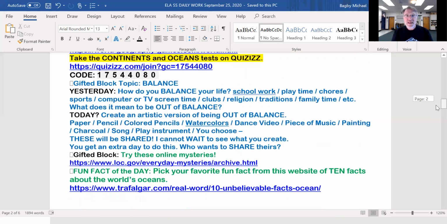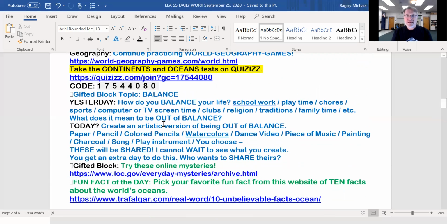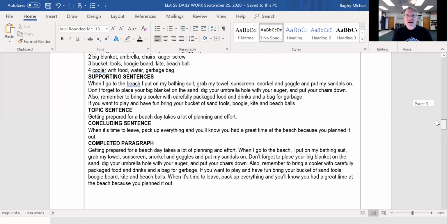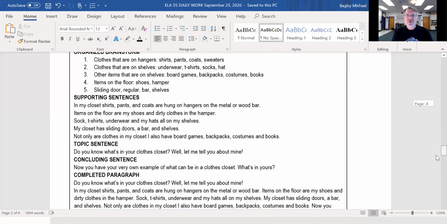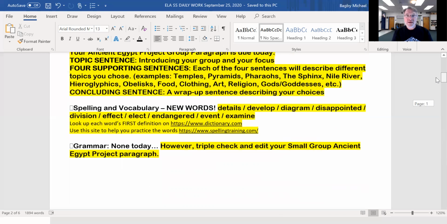And all of this is the same because this is all enrichment for the week. And we had some people share their creative exploration into showing what out of balance means through drawings, paintings, etc. And then again, you have your examples of the box of facts down here that you can use as paragraph examples of how you generate ideas, organize those ideas, pare them down, and then create a topic and a concluding sentence and with supporting sentences in between.